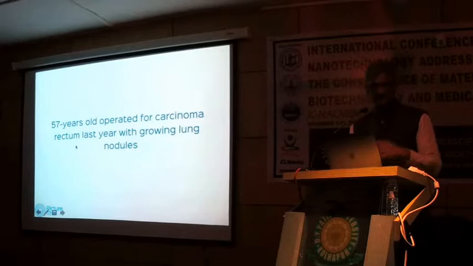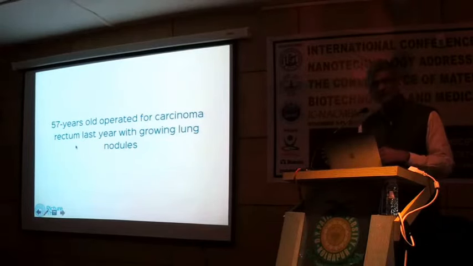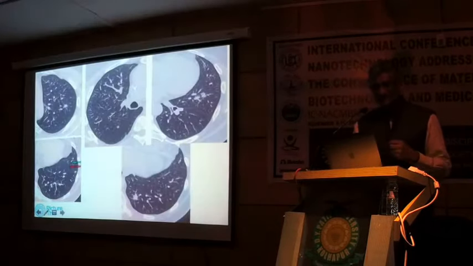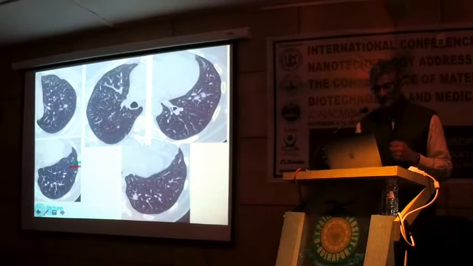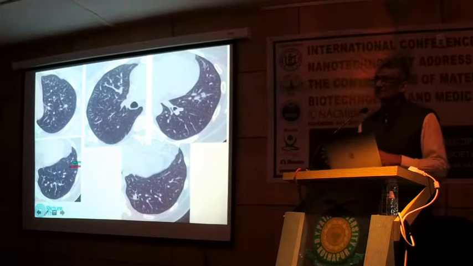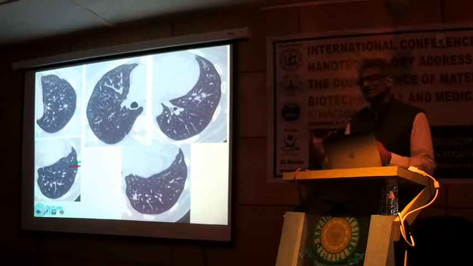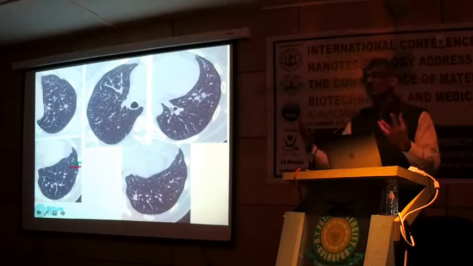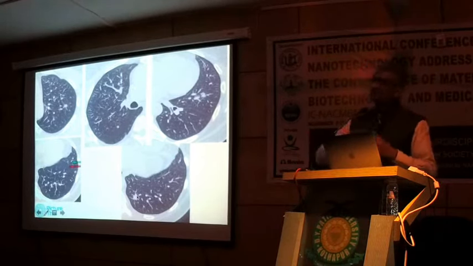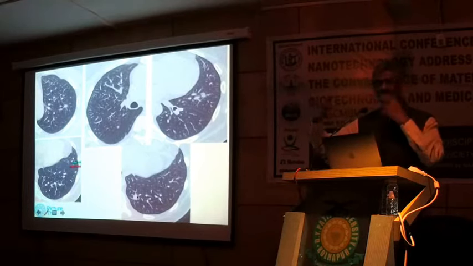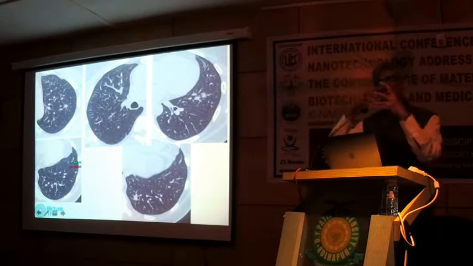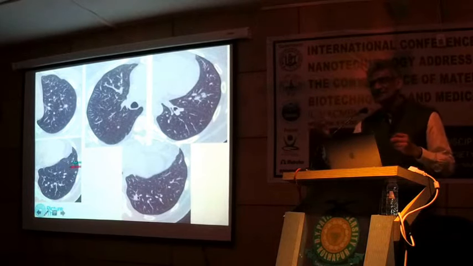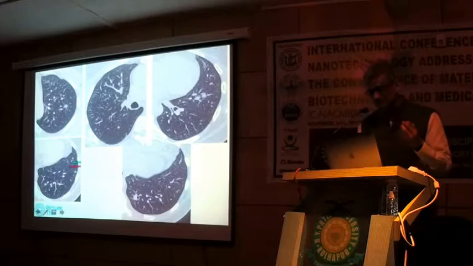The last two cases. This is a 57-year-old who was operated for cancer of the rectum and then had these spots within the lungs. These are small spots. It's very difficult to know whether these are cancerous or whether in our country they're due to old tuberculosis. Now we could follow this up over a year, and then if they grow then you think that they are cancer, but imagine if you wait for a year and they grow, then you've lost any chance of treating these lung nodules if you could.